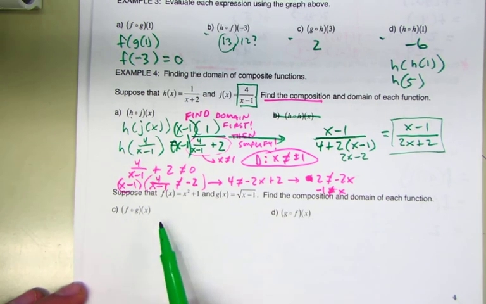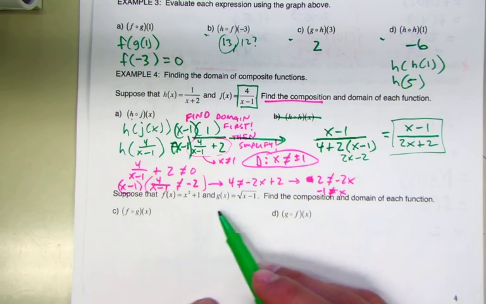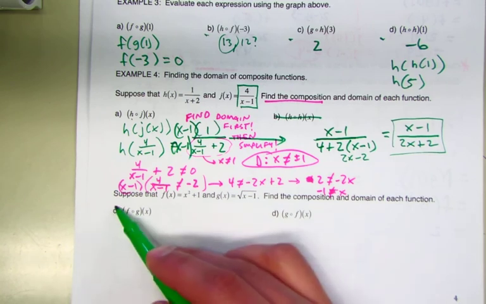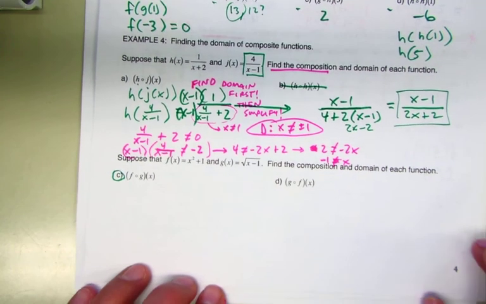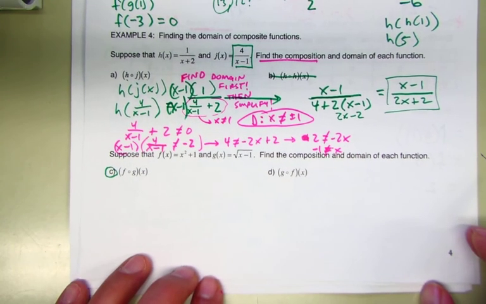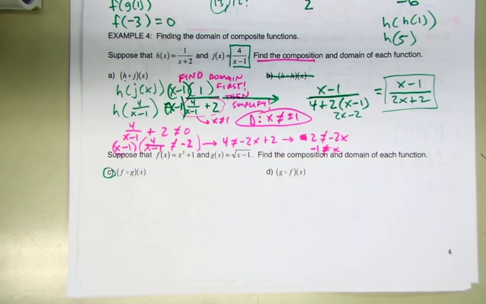Let's try one more composition. Instead of doing fractions though, let's do C. Okay? Why don't you guys try this one on your own first? See if you can find the domain and find the composition. I'll give you a minute or two here, and then I'll go over it.